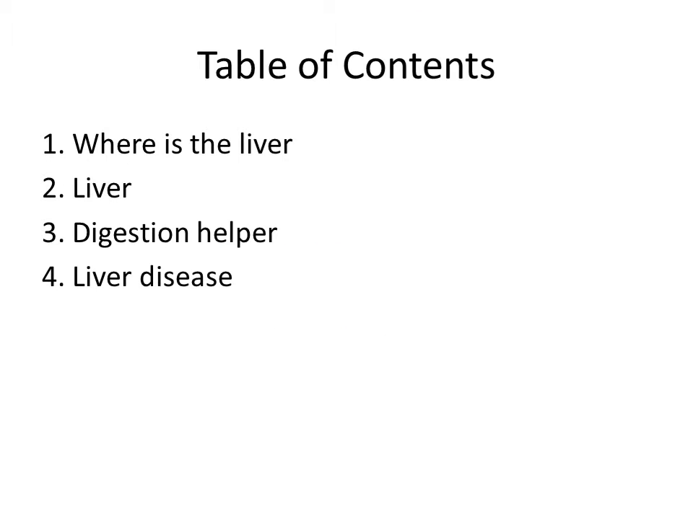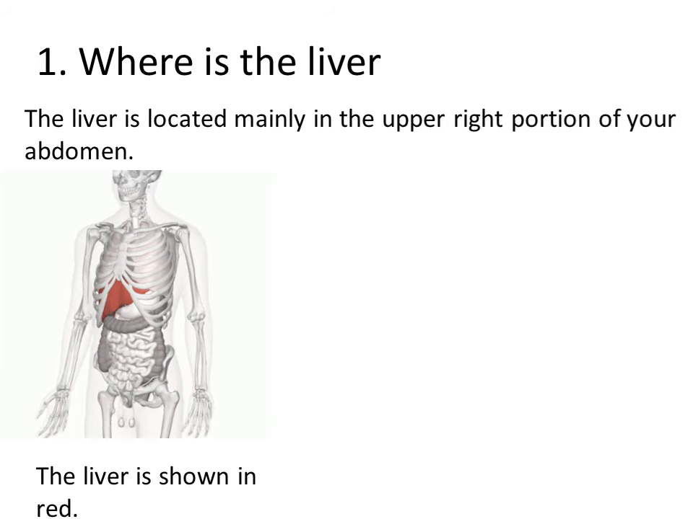So this is the table of contents. We have 4 main chapters: where is the liver, the liver itself, digestion helper, and then liver disease. So let's get to the first chapter. Where is the liver?